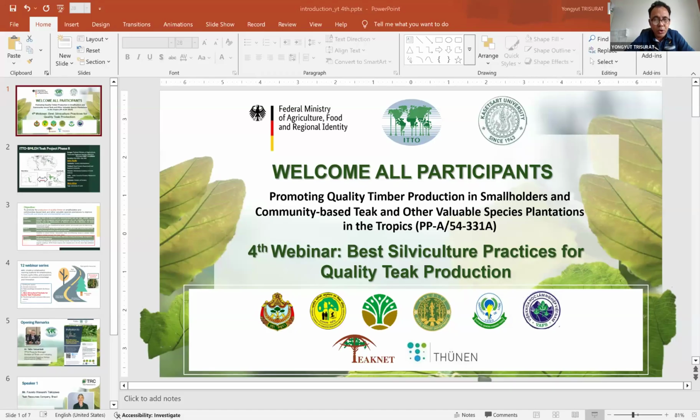This is one of the projects under South-South Cooperation, which is funded by the Ministry of Agriculture, Food and Regional Identity. The objective of the 3-year project is to promote the production of quality timber in smallholder and community-based teak and other valuable species plantations, in order to improve the livelihood and social and environmental outcomes of the smallholders in the target area. Today's activity is one of the important activities under output 3, where we want to share our experience, but not limited to the 6 countries under this project, because teak is widely planted over 80 countries across the globe.